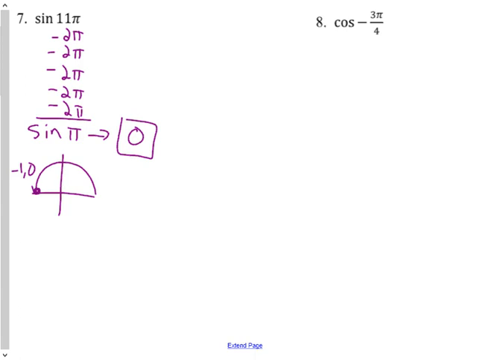Next one, cosine of negative 3π/4. Go ahead, try this one on your own. You pause the video and then see if you get it right.